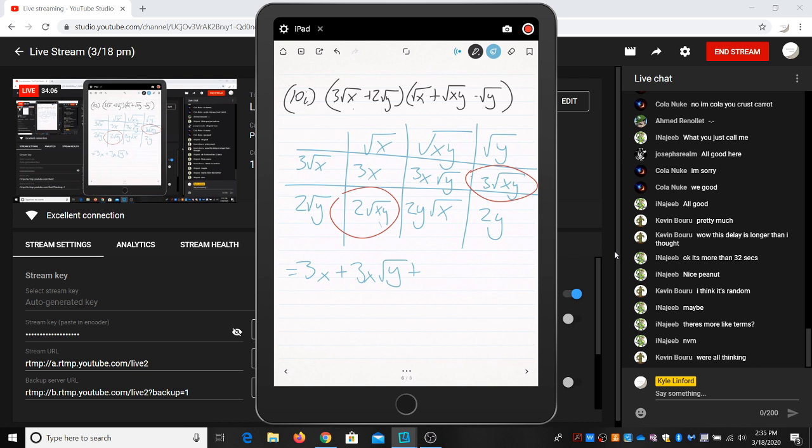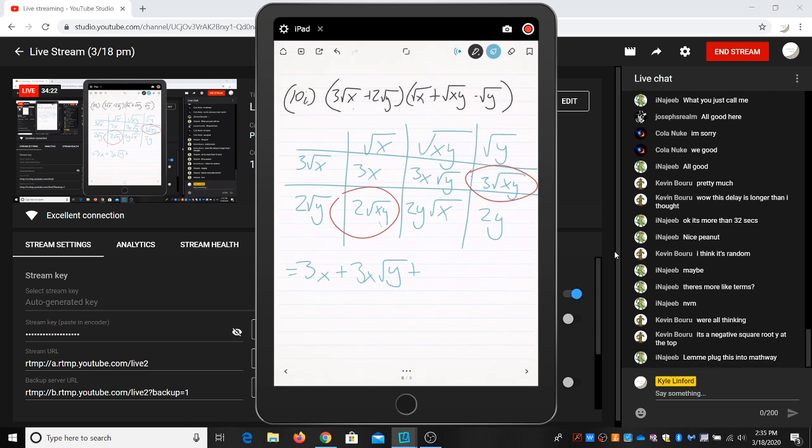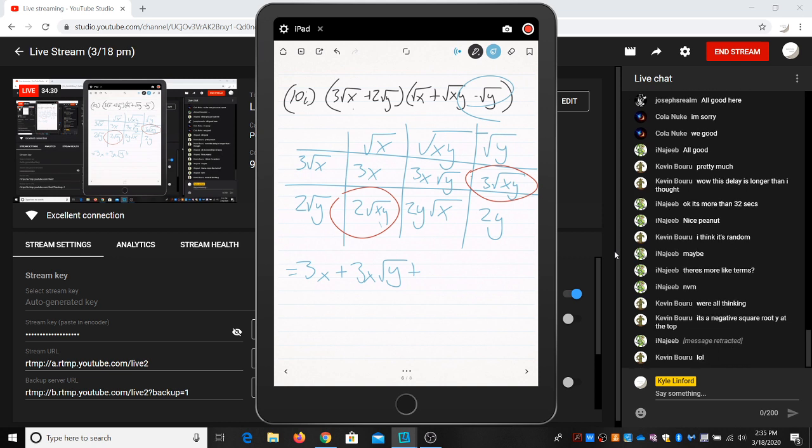Hint, Kevin. Look at the setup. Always double check before you get too lost in all of the work. See if there's a setup issue. Ah, there we go. It's a negative square root y at the top. So, that was a problem. Didn't look at the sign there. It's got to be a negative. So, let's just go ahead and adjust that. That should be a negative root 3y, and this should be a negative 2y.